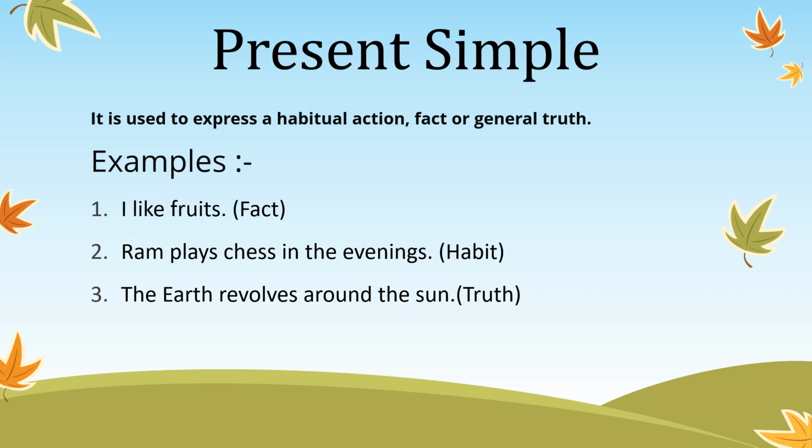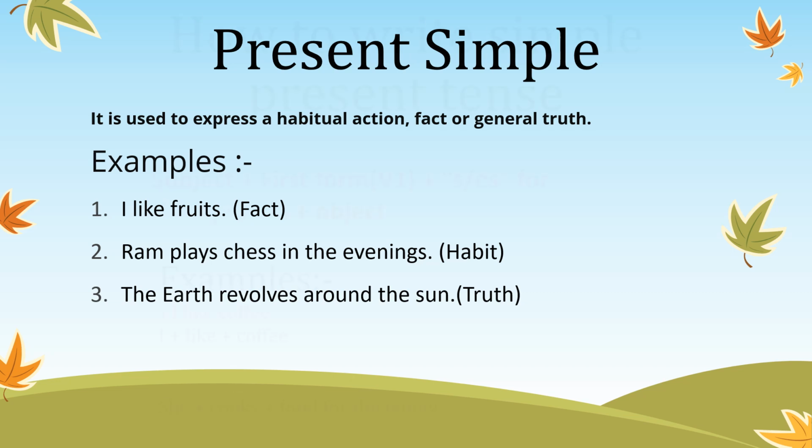Ram plays chess in the evenings. Now it's a habit. Ram plays chess every evening, so habits are also included in the present simple tense. The earth revolves around the sun. Now it's a universal truth. It is not a false statement. It's a truth. So these types of statements are included in the present simple tense.